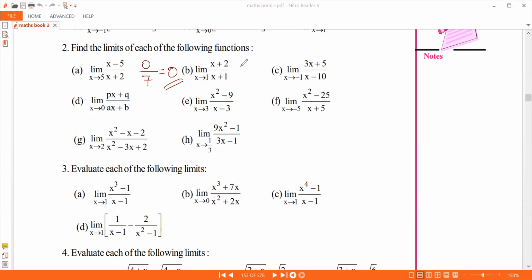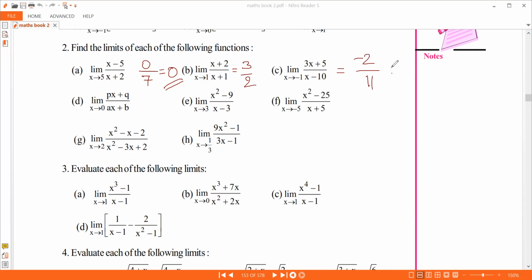3 by 2. Very good. Next. 3 into minus 1 plus 5 by minus 1 minus 10, which is minus 3 plus 5, 2 by minus 11. 2 by minus 11. Yeah, minus 2 by 11 you can say. Minus 2 by 11. Next.